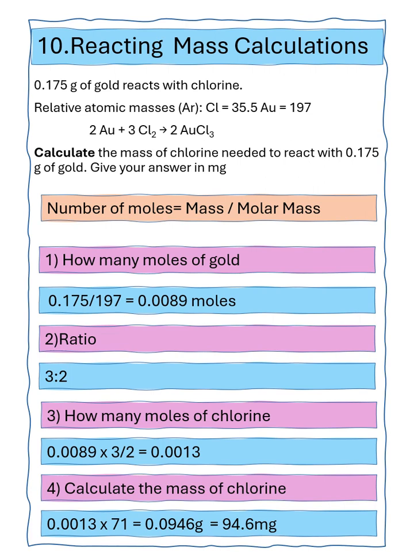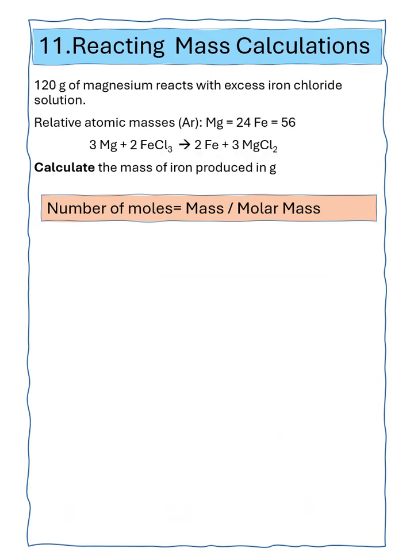We know we've got 0.0013 moles of chlorine times the molar mass, which is 71. So that gives us 0.0946 grams of chlorine. The question wants us to give this in milligrams, so we need to multiply that by 1,000 to give us 94.6 milligrams of chlorine. Question 11 says 120 grams of magnesium reacts with excess iron chloride solution.